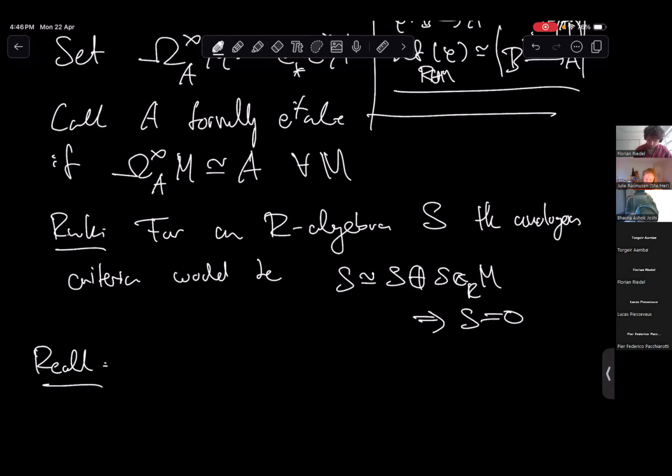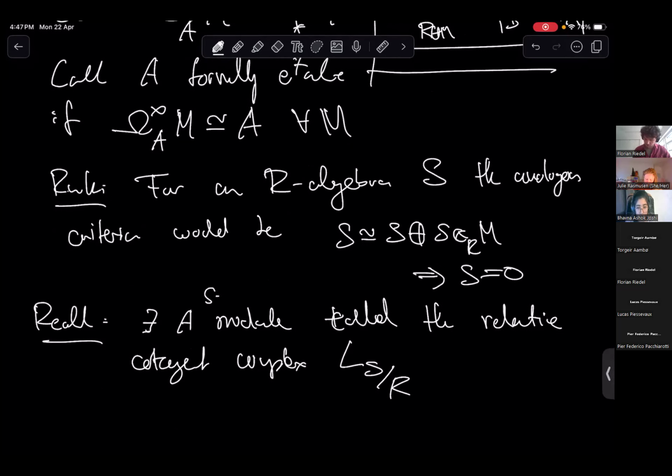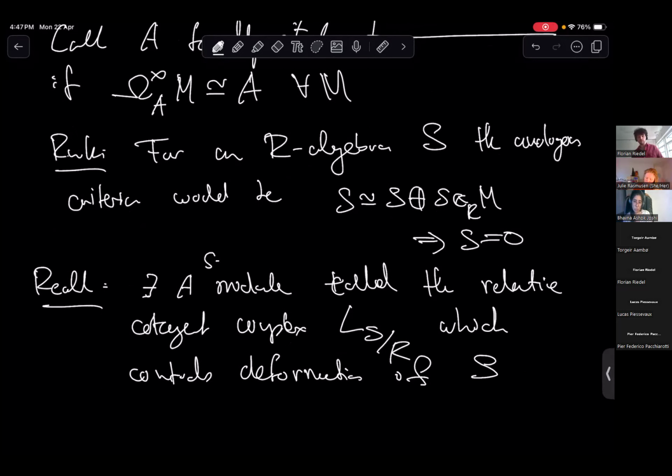So recall that in this algebra situation there exists a module, an S-module, called the relative cotangent complex of S relative R, and this is the thing which controls the deformations of S. Yeah, and then maybe in algebra land, S would be called formally etale if this thing vanishes.